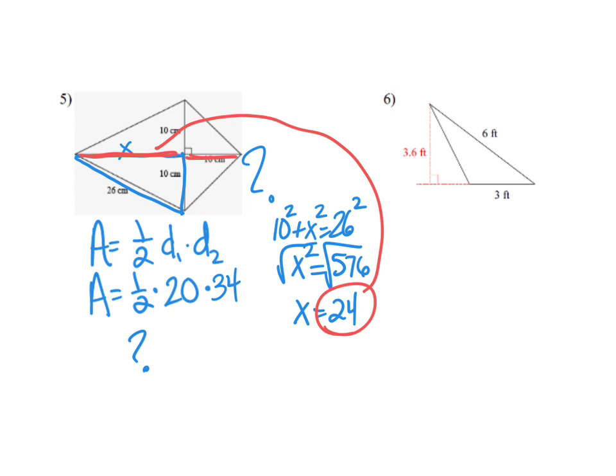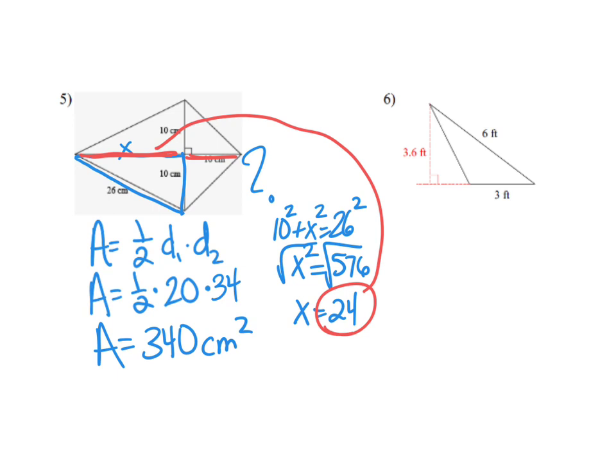All right, go ahead and tell me what you get for area. Hey, did you use your brain and do some mental math? You could have done this in your head. Half of 20 is 10. 10 times 34 is 340 centimeters squared.